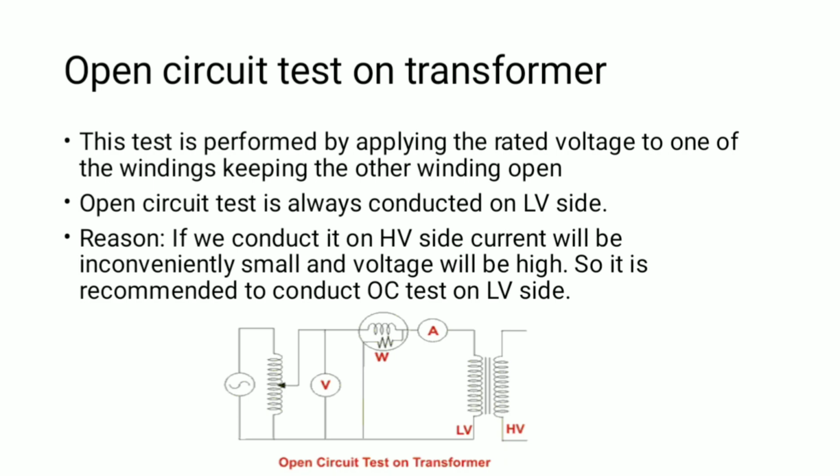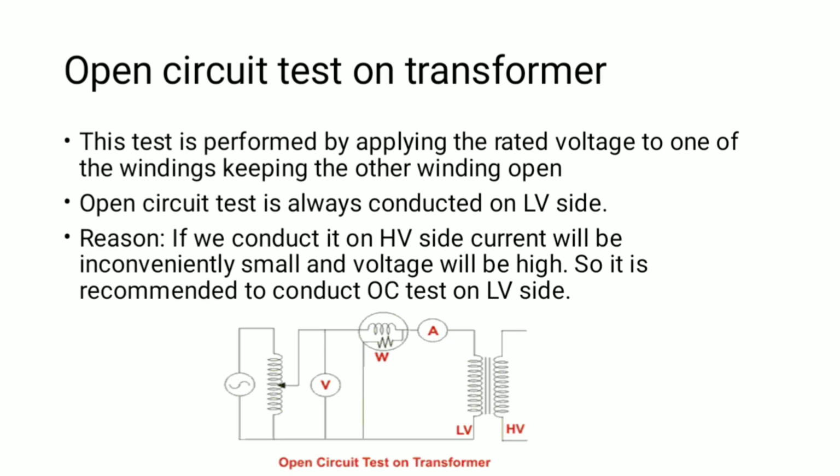So this test is performed by applying the rated voltage to one of the winding, keeping the other winding open. So generally the open circuit test is performed on the LV side by keeping HV side open. The reason behind this is, if we perform the open circuit test on the HV side, the no load current on the transformer is very small and the voltage is inconveniently high. So we need to connect such high range meters, which is not convenient.